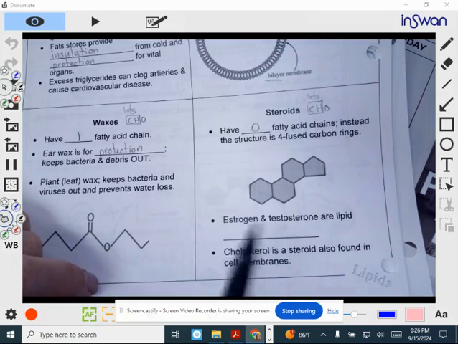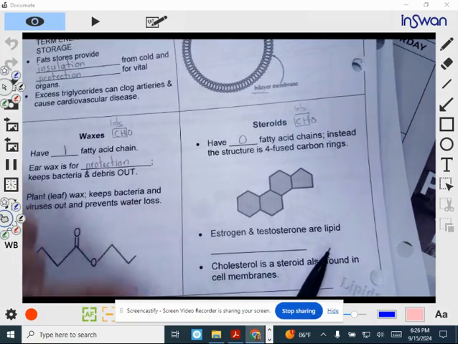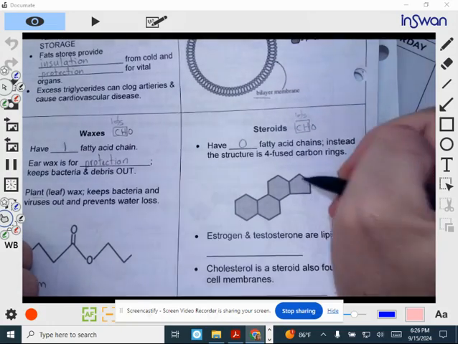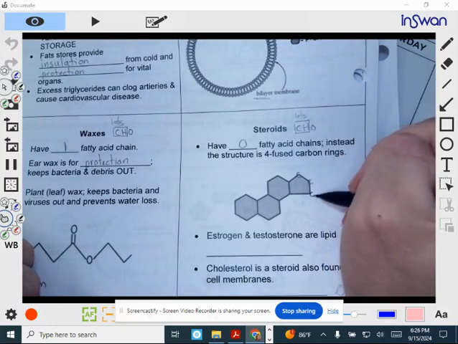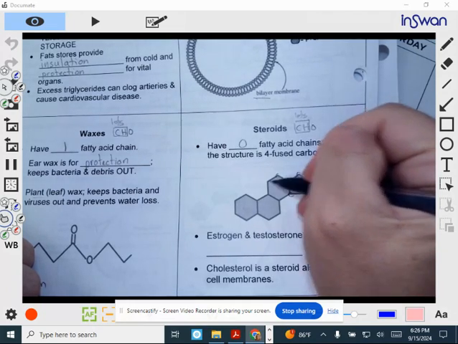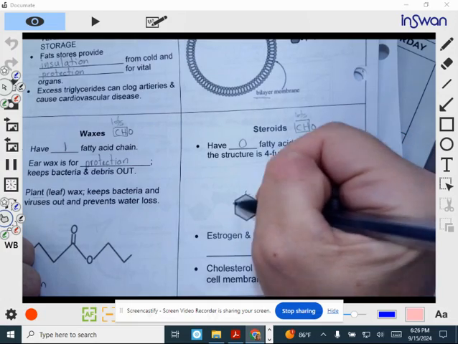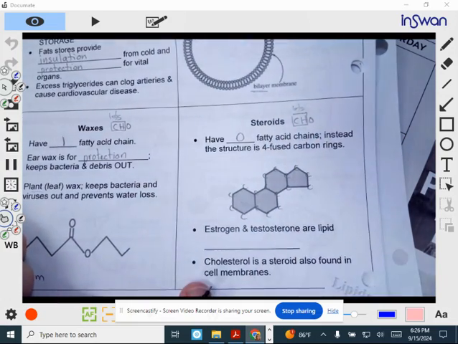All right, last thing we're going to look at is our steroids. And steroids have 0 fatty acid chains. Instead, they have what's referred to as 4 fused carbon rings. Remember, every corner there is a carbon atom. So that's what I mean by these carbon rings. I'm just going to put them on there real quick. You don't have to put them all if you don't want to.